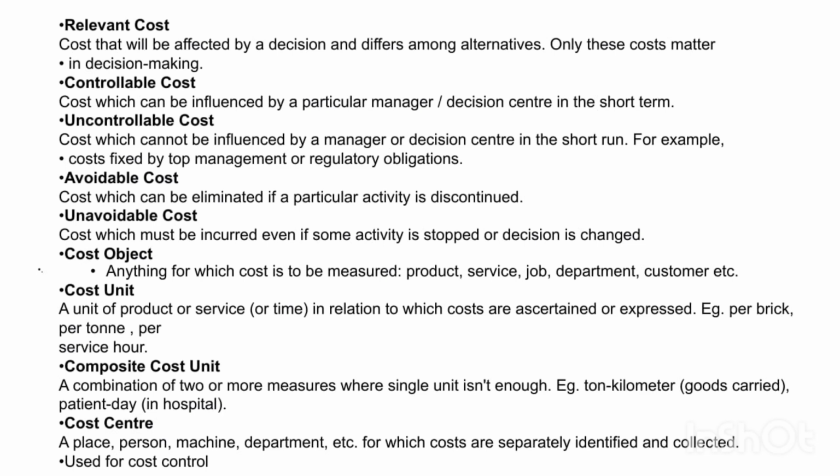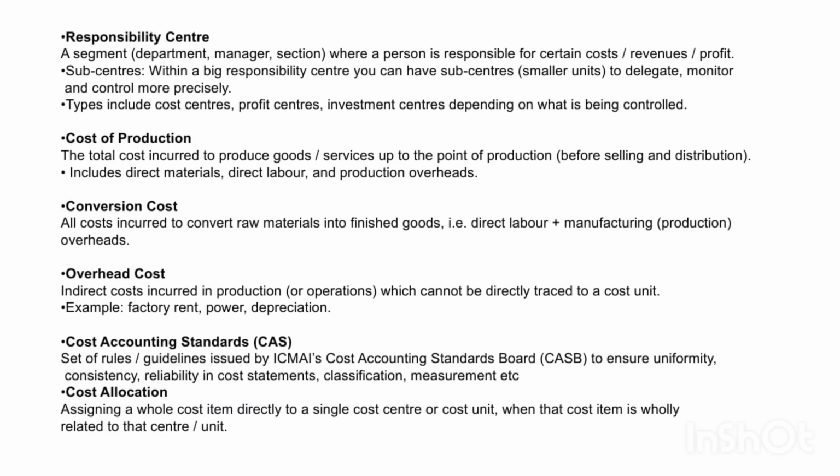Next one is cost center. A cost center is a location, person, or machine where costs are collected. For example, the assembly department in a factory. The next topic is responsibility center. This is a segment of the company where a manager is accountable for costs, revenues, or profit. These can be cost centers, profit centers, and investment centers.